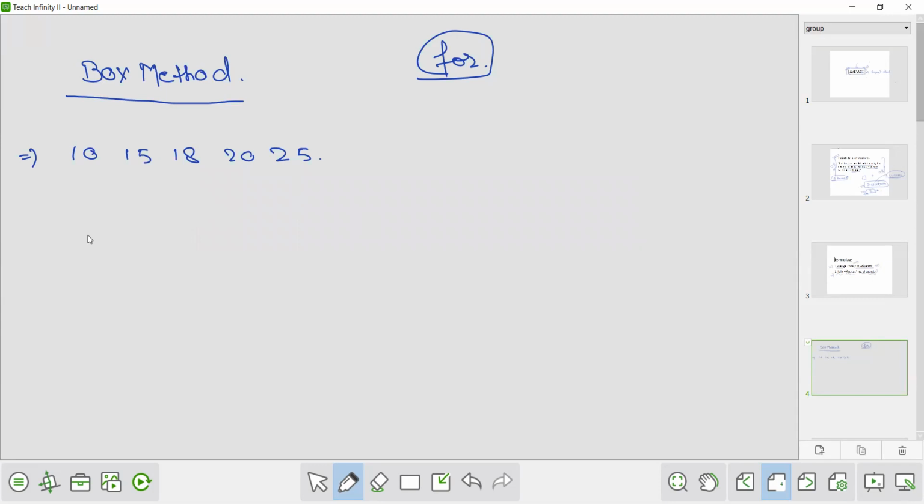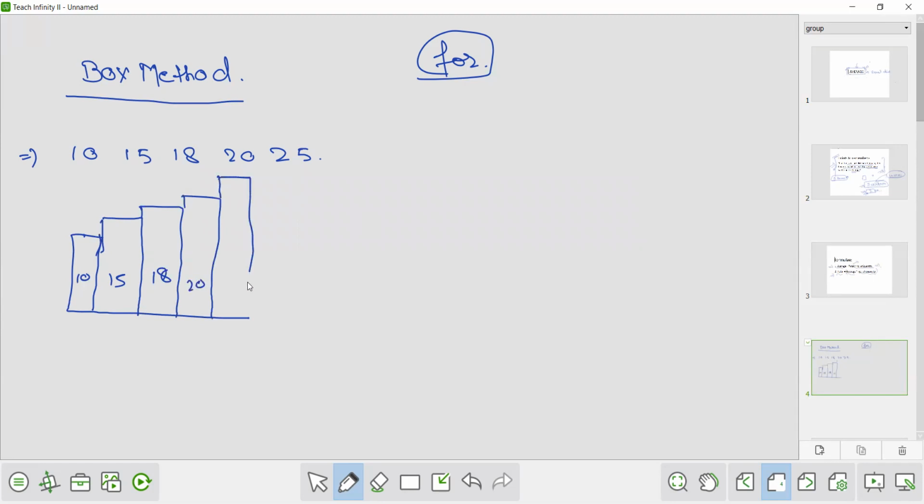So how to calculate it? Suppose there are 5 boxes. This is 10, this is 15, this is somewhere 18, this is somewhere 20, and this is 25. By this box method, how do we calculate the average? This box method says that all the boxes should be placed equally, means the bottom and the top should be equal for all the boxes when you calculate the average.